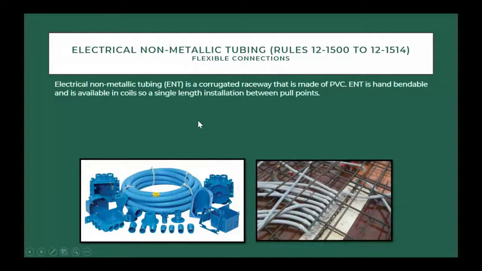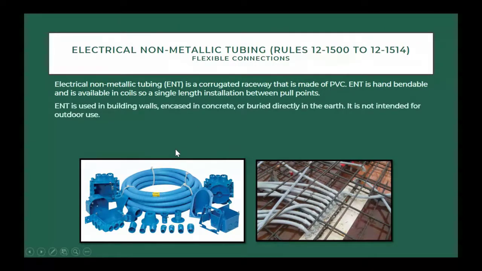And then there's electrical non-metallic tubing, ENT, and a lot of you call it core line, right? The corrugated stuff. It can be easily bent. It coils, like you get long rolls of it. If it's used in building walls encased in concrete, you can actually bury this directly in the earth. But one thing they don't like is that when you bring it above, when there's that transition from underground up the wall, you can't. It's got to be protected in the rigid PVC.